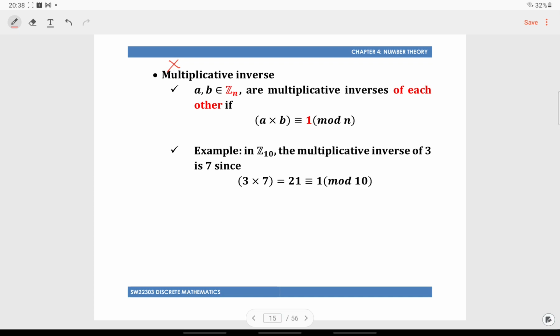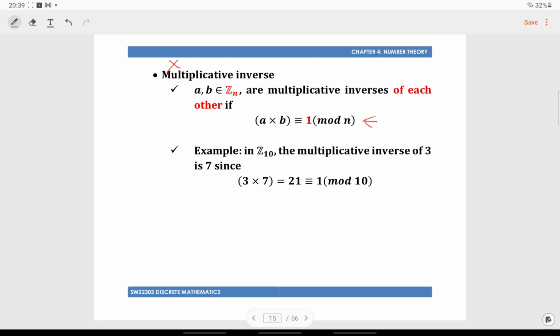So if you're given two numbers, A and B, which belong to Zn, these two numbers are multiplicative inverses of each other. That means A is the multiplicative inverse of B and B is the multiplicative inverse of A, if both numbers satisfy this condition: A times B congruent 1 mod n. Previously, A plus B congruent 0, but this time for multiplicative, A times B congruent 1 modulo n.